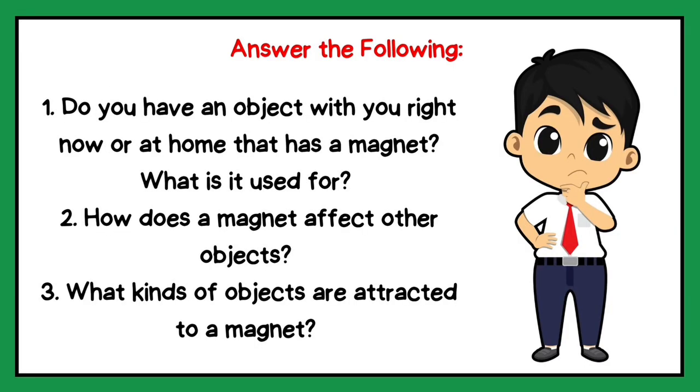Now let us answer the following. Number 1. Do you have an object with you right now or at home that has a magnet? What is it used for? Number 2. How does a magnet affect other objects? And number 3. What kinds of objects are attracted to a magnet?